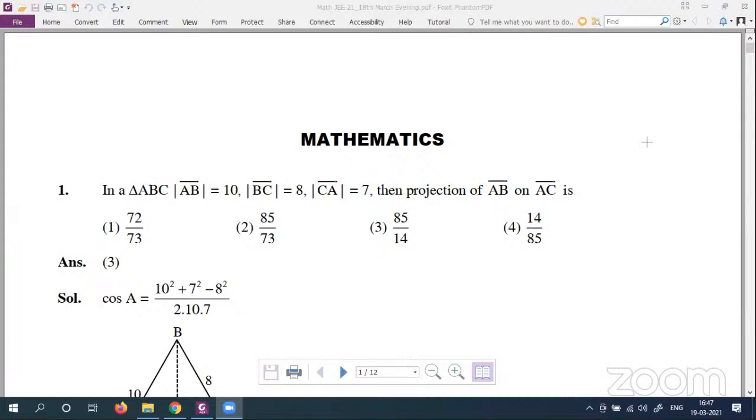So hello students, now I am going to discuss the JEE main paper of math that happened on 18th March, second shift. Let us discuss in detail how the paper happened.